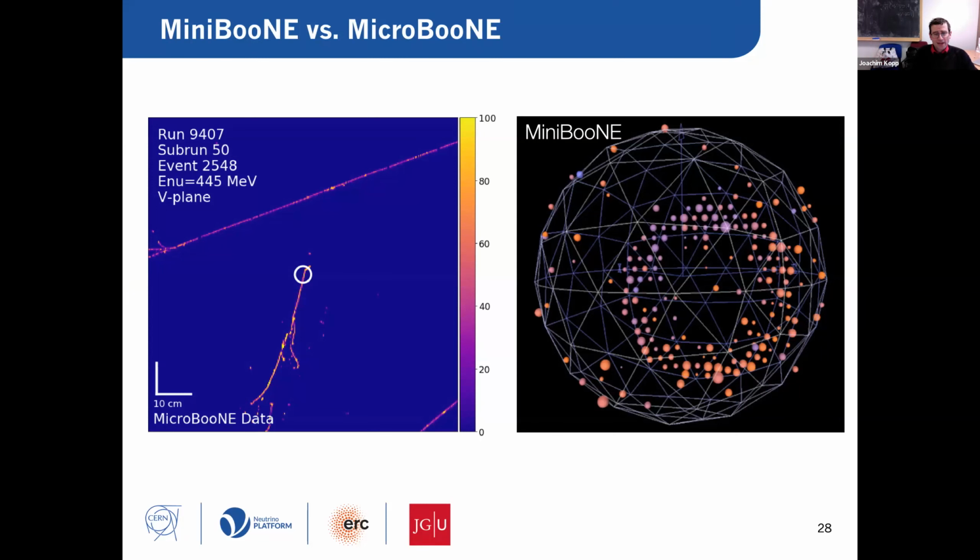And on the left-hand side, a MicroBooNE event where you can really nicely see the tracks. You can measure the dE/dx along the track. You have very fine spatial resolution. So it's really a different kind of detector.